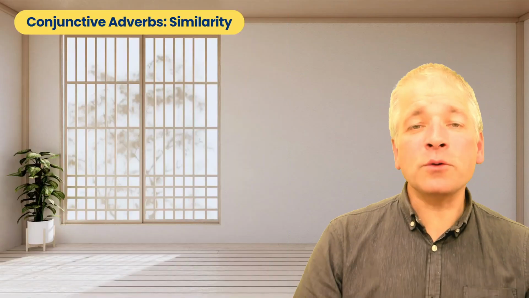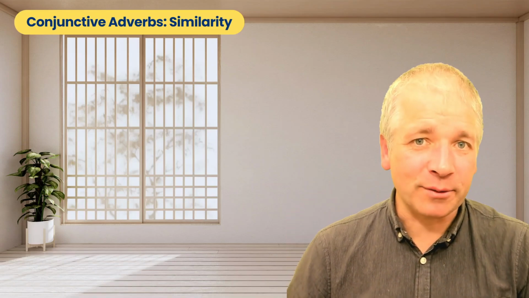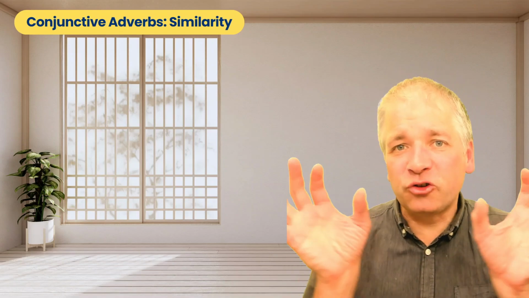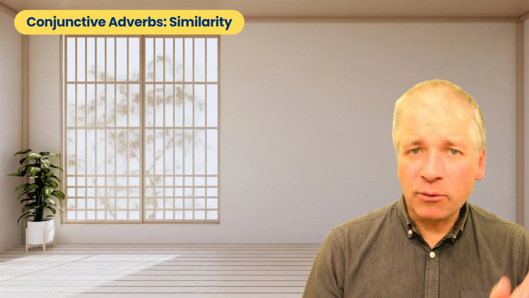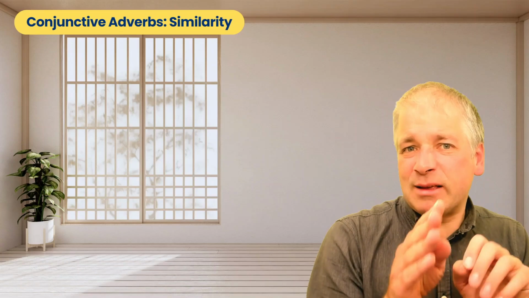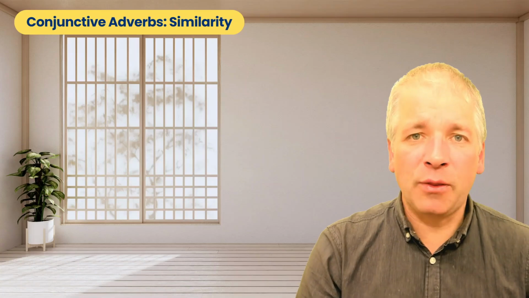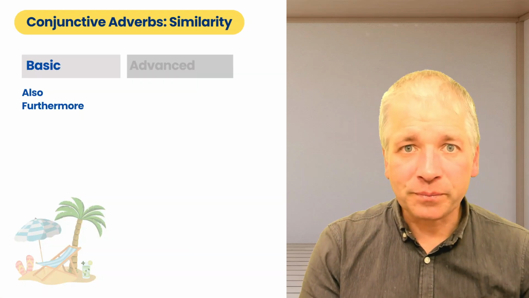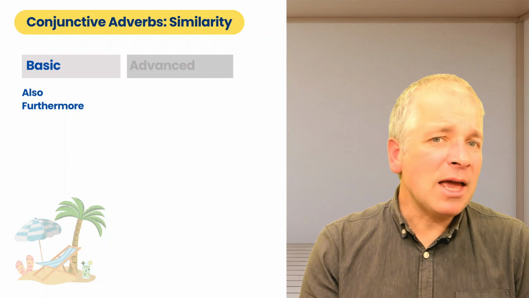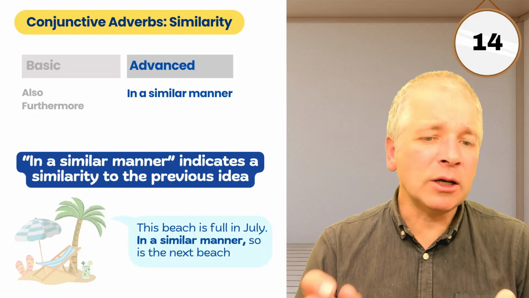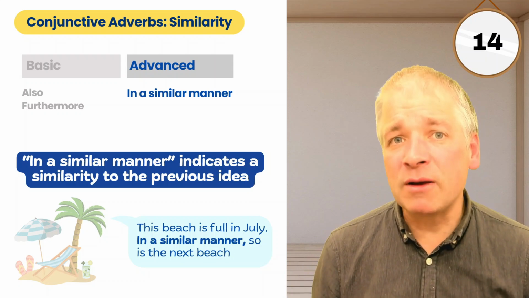Now we're going to move on to conjunctive adverbs. These are a little bit different to subordinators. Subordinators and coordinators join two clauses together, but conjunctive adverbs, they don't join the sentences together, they keep sentences separate, but create a connection from one sentence to another, usually the sentence before. Now, when we're talking about conjunctive adverbs for similarity, you may have used also or furthermore, but we can also use in a similar manner, and this indicates similarity to the previous idea.